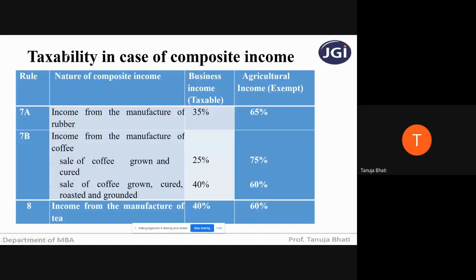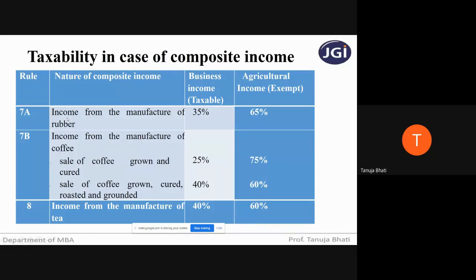So what is this slide saying? Taxability in case of composite income. Now, what do you mean by composite income? Composite income consists of a part of the income that is business income. You have to consider it as business income and tax it. And a part of the income will be agricultural income, and you all know that agricultural income is exempt from tax, so you have to exempt it. There are three such scenarios where if income is generated from that particular source, then you have to take a portion of it as business income and a portion of it as agricultural income.